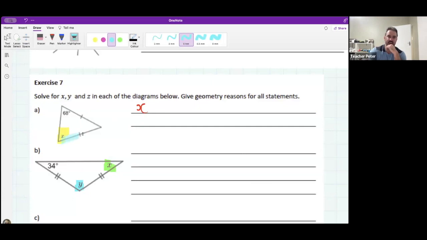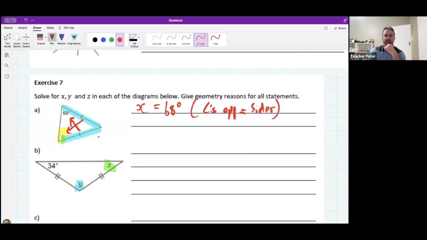These little whisker lines are telling me that these two sides are equal, which means opposite that side is the same as that side. So X must be 68. And then we would say here, angles opposite equal sides. Angles opposite equal sides. Okay, so that's for A.